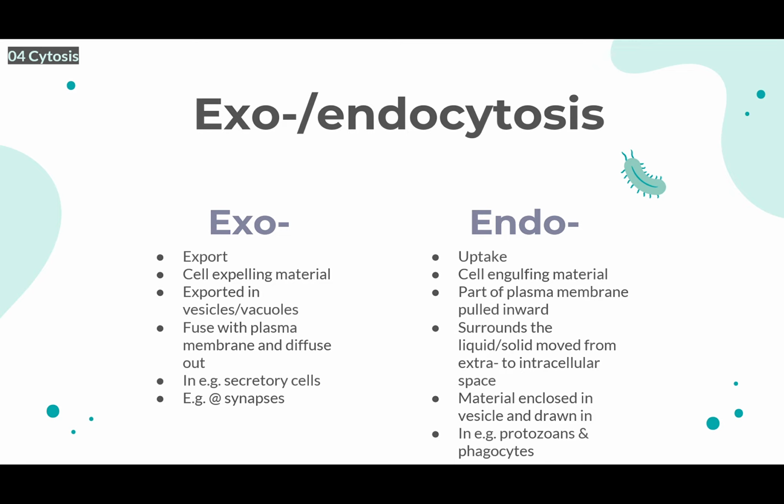We also then, on the other side, have endocytosis, which is basically the uptake of material, so the opposite of exocytosis. This is the cell engulfing material. Endocytosis happens when a part of the plasma membrane is pulled inward and surrounds the liquid or solid material. If it's a liquid material, it's called pinocytosis, and if it's a solid material, it's called phagocytosis.